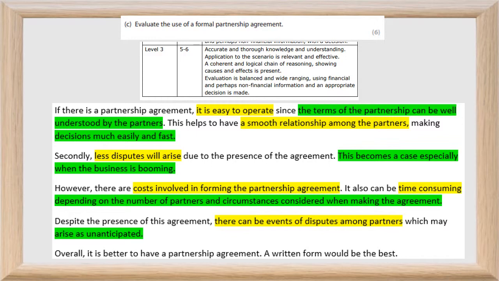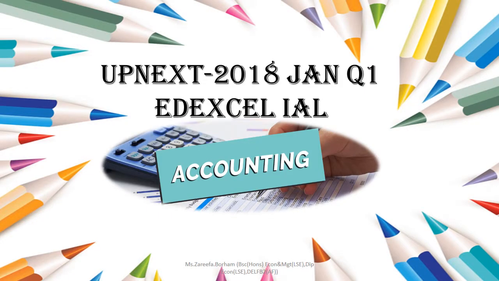In this case, the yellow highlights in the answer are the fresh points and the green ones are the linking points.